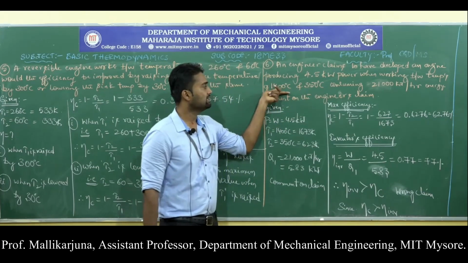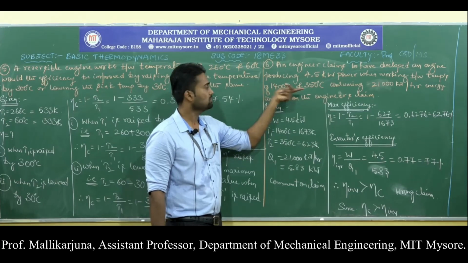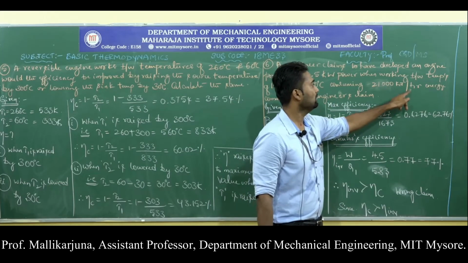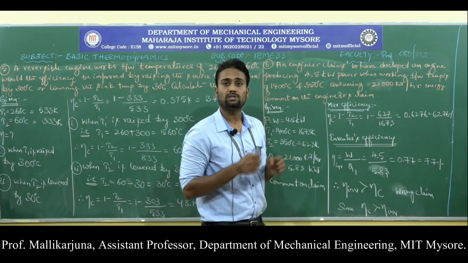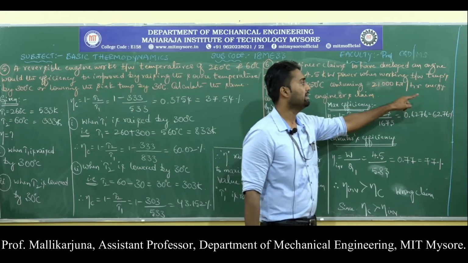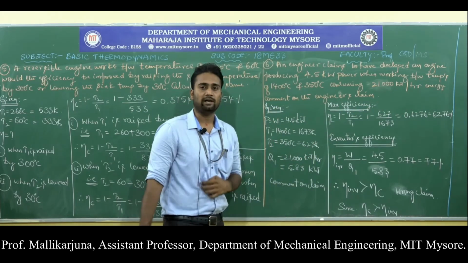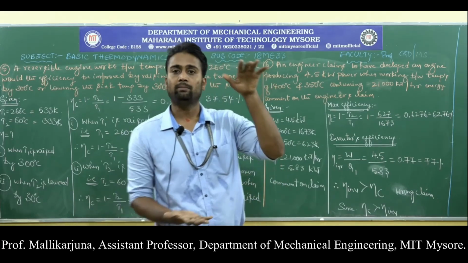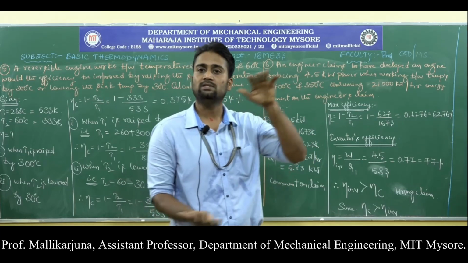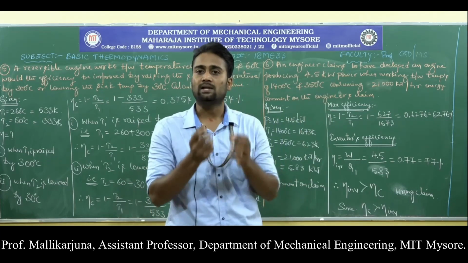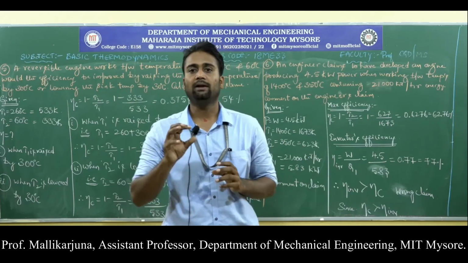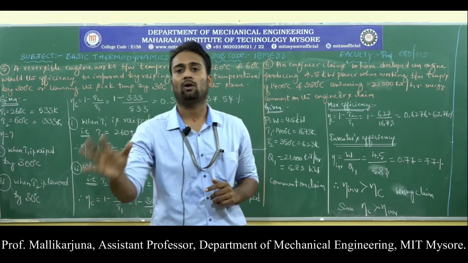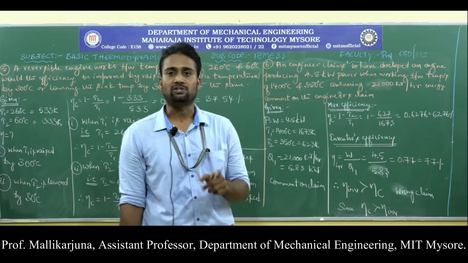In the sense, this is the highest temperature body, the source, and this is the lowest temperature body, the sink, consuming 21,000 kilojoules per hour. The engine receives this much amount of energy. Comment on the engineer's claim. So now, he has produced an engine which is operating between two fixed temperatures, and it receives a certain amount of energy in the form of heat, and it produces a certain amount of work. Whether the engineer's claim is right or wrong, that is the question.